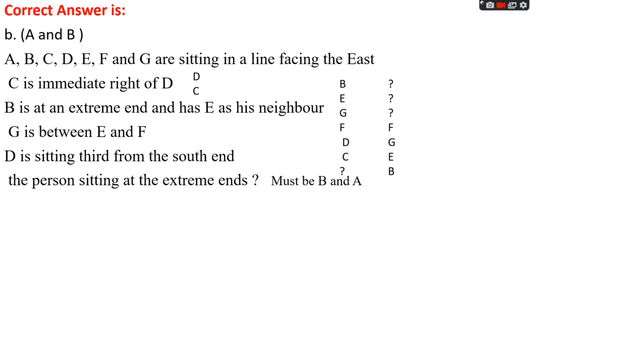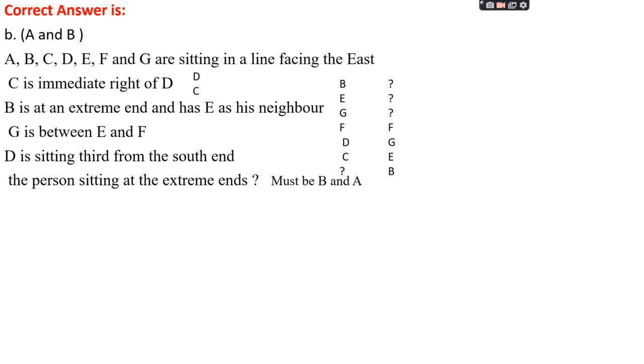A, B, C, D, E, F and G are sitting in a line facing the east. The first condition is that C is immediate right of D. Because they are facing toward the east, the right will be south. So C is to the south of D.